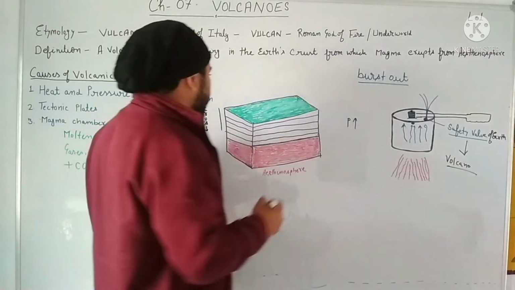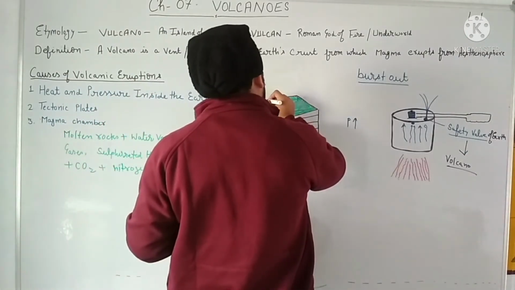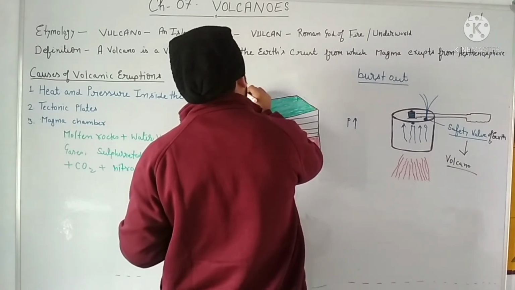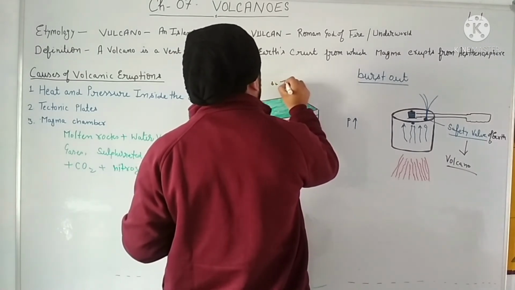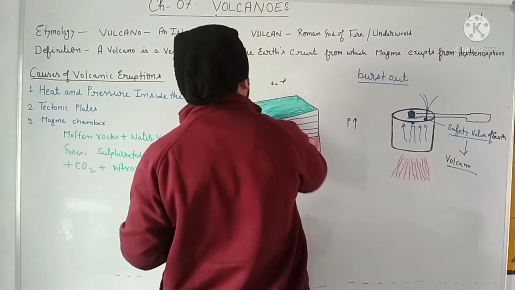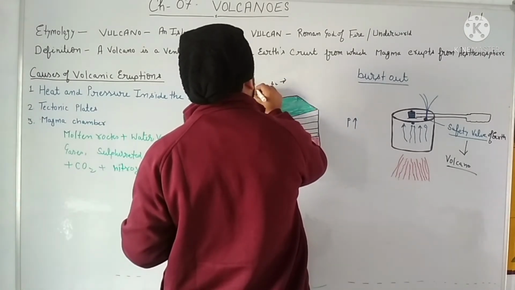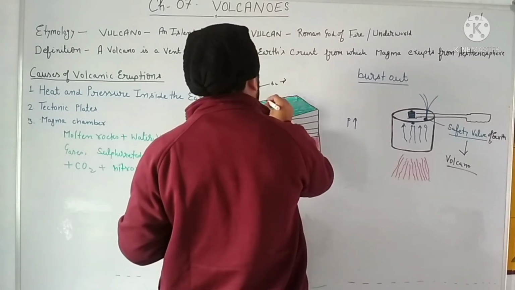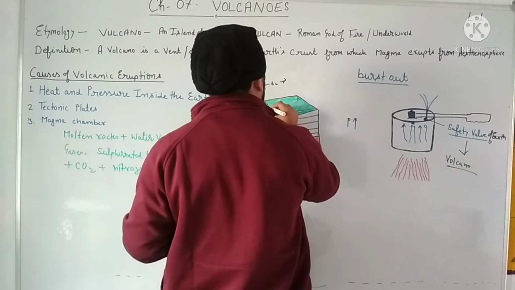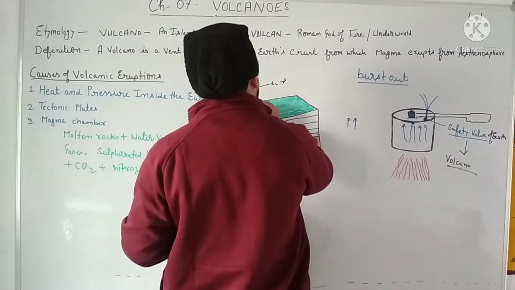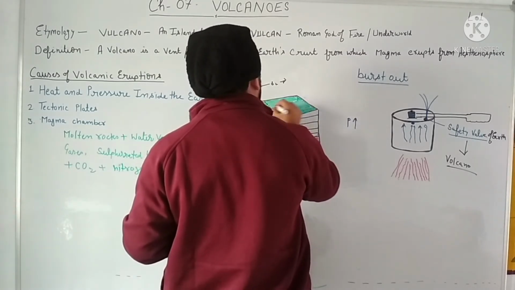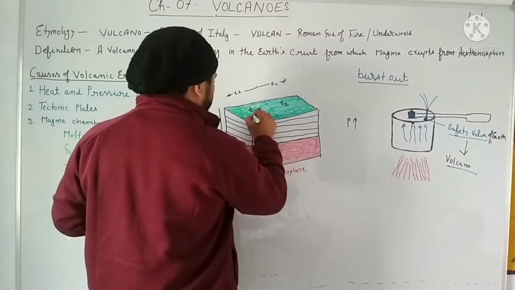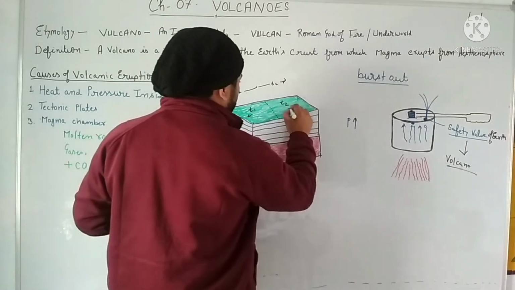So suppose here this is the tectonic plate T1 and this is the tectonic plate T2, and they are moving away from each other in this manner. From here they are moving away from each other. So what will happen when T1 moves this way and T2 moves that way?